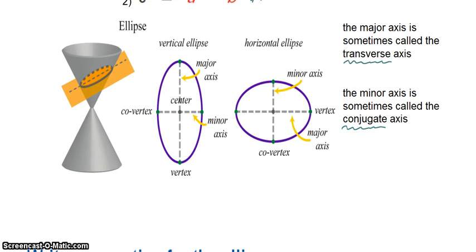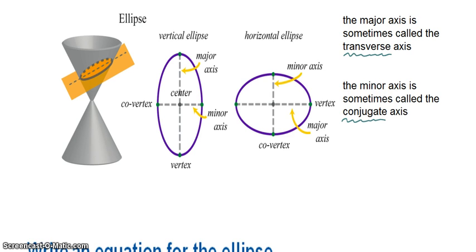All of these conic things are just some sort of slice of a cone. For an ellipse, it's a diagonal slice. Here's another visual of what these look like. If I have a vertical, it's going to be taller. If I have a horizontal, it's going to be wider.